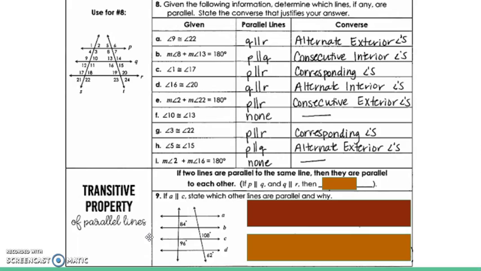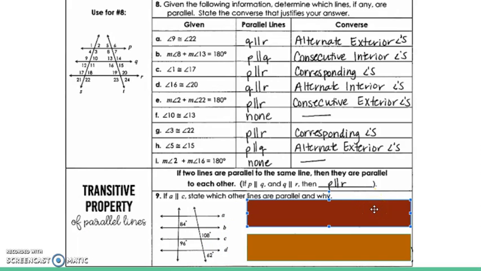With our transitive property for parallel lines, it says that if 2 lines are parallel to the same line, then they are parallel to each other. So if P is parallel to Q and Q is parallel to R, I can take out that middleman of Q and just say that line P is parallel to line R. If we look at the example down below, it says that if A is parallel to C, state which other lines are parallel and why. So notice they did give us some angle measures in here, and we can use those to figure out what other lines are parallel. So we know that A is parallel to C.